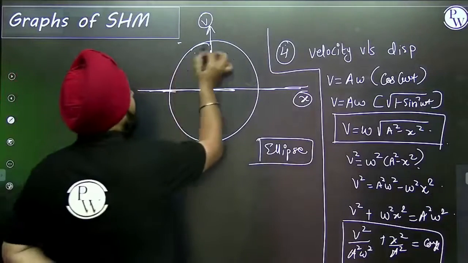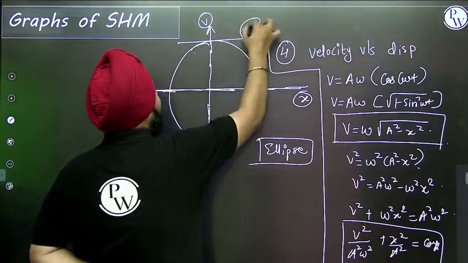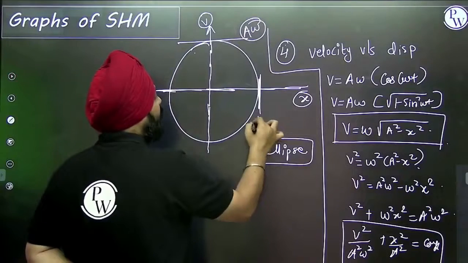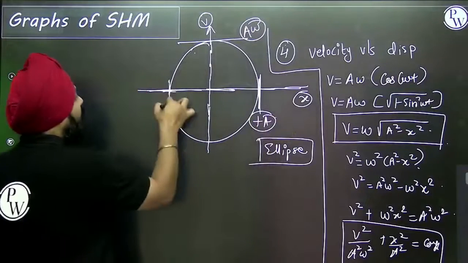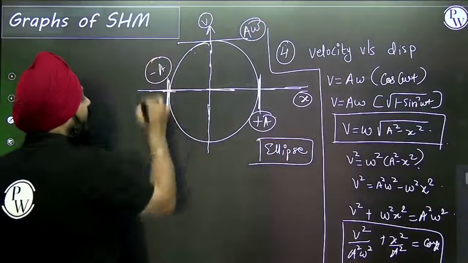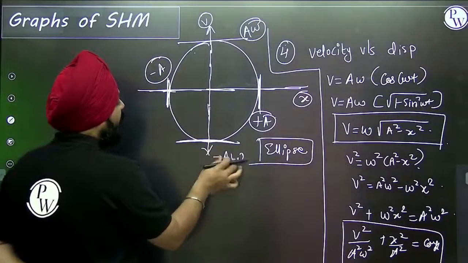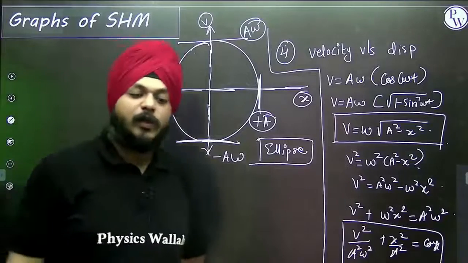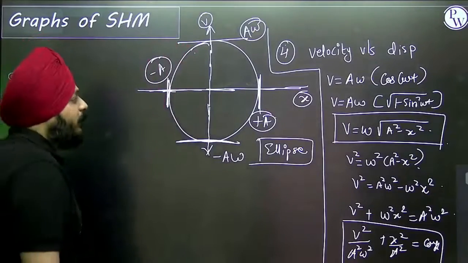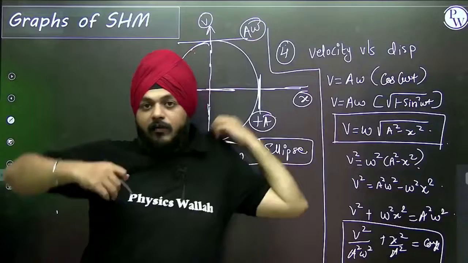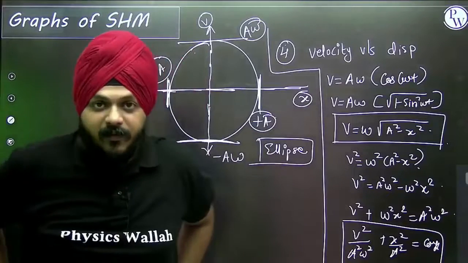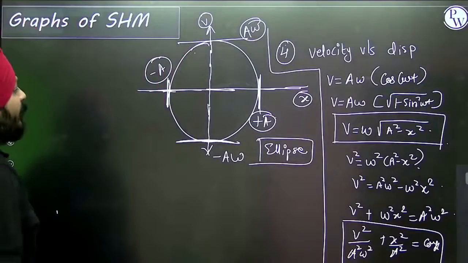At this point we are having the maximum value of a omega, that is max velocity, and here we are having the maximum value of positive a. At this point we are having the negative a, and at this point we are having the negative a omega. Negative a omega means the direction is getting changed, the magnitude is constant. So the velocity versus displacement graph is an ellipse.